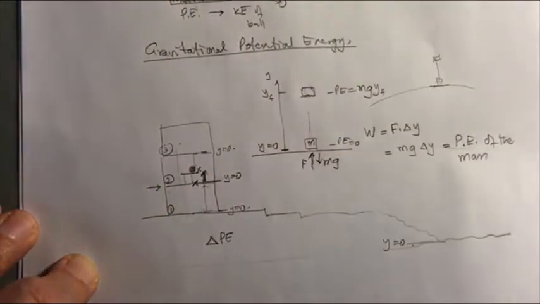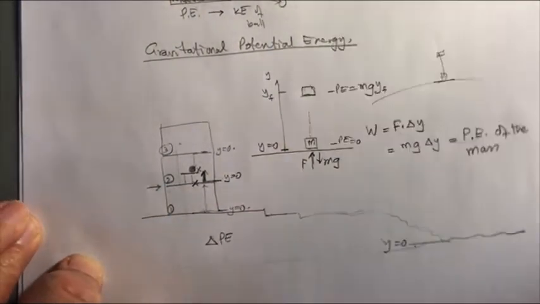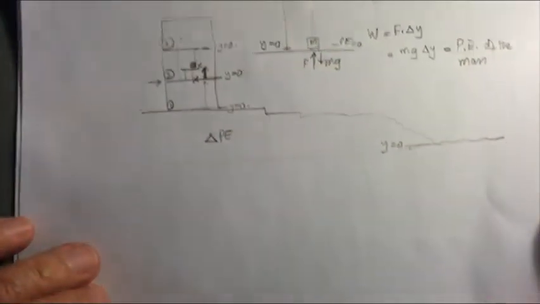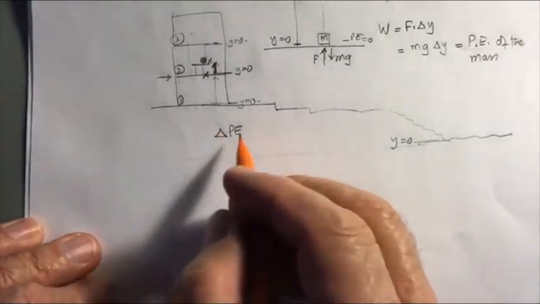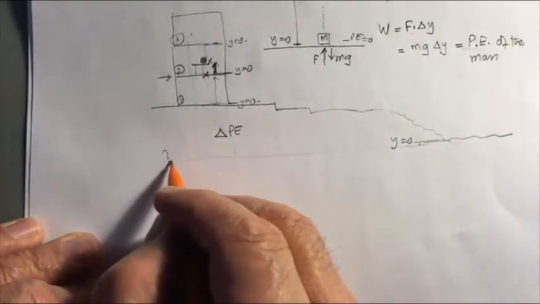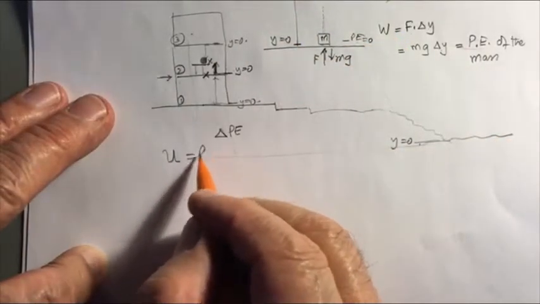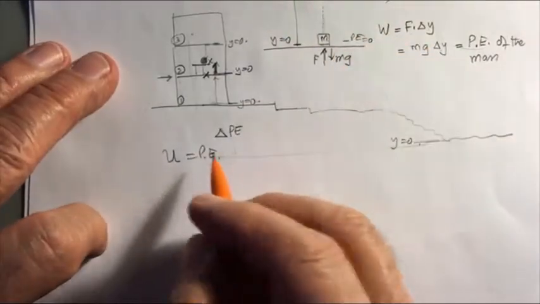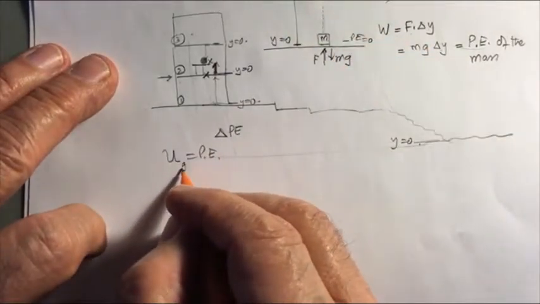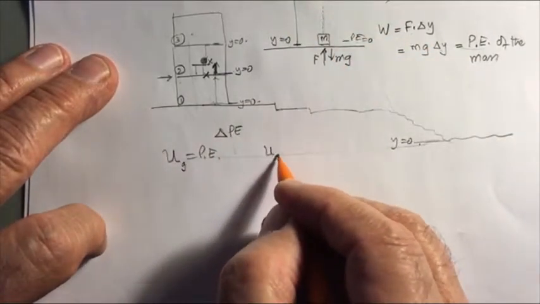Now, we will use a notation for potential energy as a U. So that is the potential energy. For gravitational potential energy, we'll call it U_G. For the spring, we'll call it U_S.